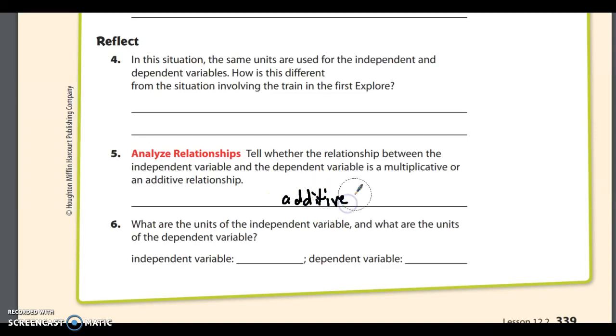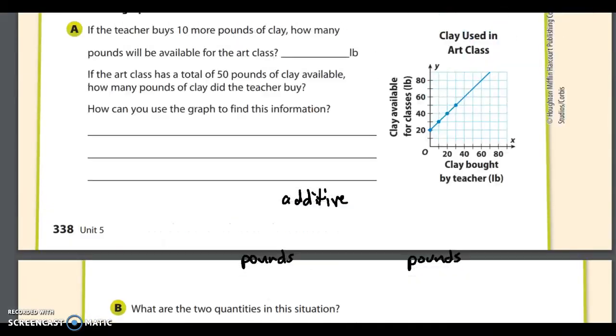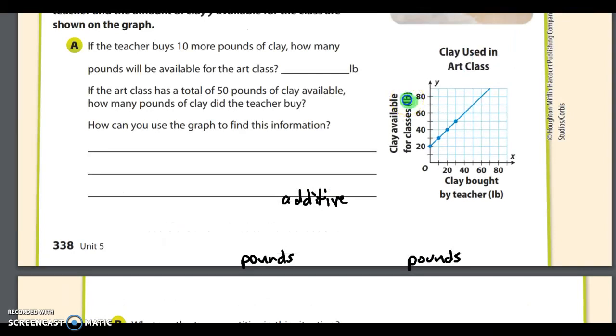We are on number 6. What are the units of the independent variable and what are the units of the dependent variable? Well, by units, we're not talking about clay, because we already know it's clay. But what we're talking about is how the clay is getting measured. And it's getting measured in pounds, and it's for both the independent and the dependent variable. And the reason we know that, I'll show you real quick. The units are right here, pounds and pounds. That's how we know that.